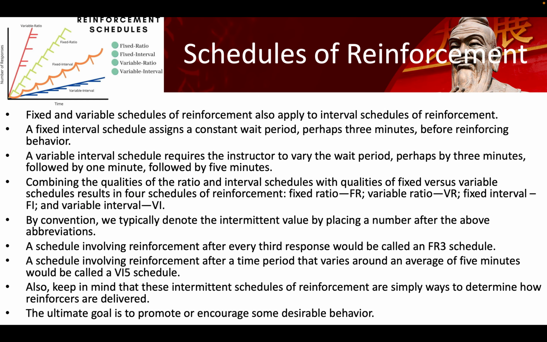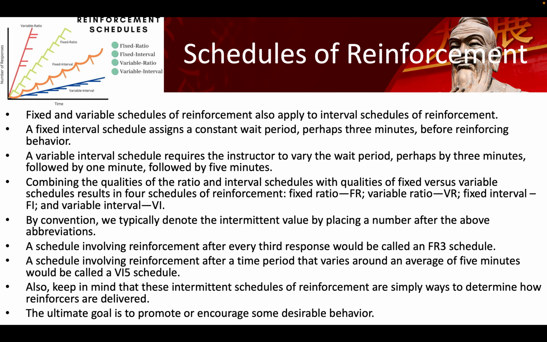Fixed and variable schedules of reinforcement also apply to interval schedules of reinforcement. A fixed interval schedule assigns a constant wait period, perhaps 3 minutes before reinforcing behavior. A variable interval schedule requires the instructor to vary the wait period, perhaps by 3 minutes, followed by 1 minute, followed by 5 minutes. Combining the qualities of the ratio and interval schedules with qualities of fixed versus variable schedules results in 4 schedules of reinforcement: fixed ratio, variable ratio, fixed interval, and variable interval.